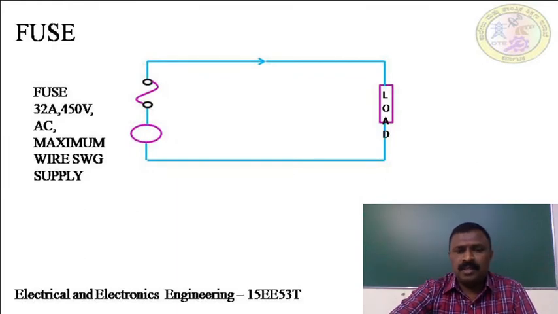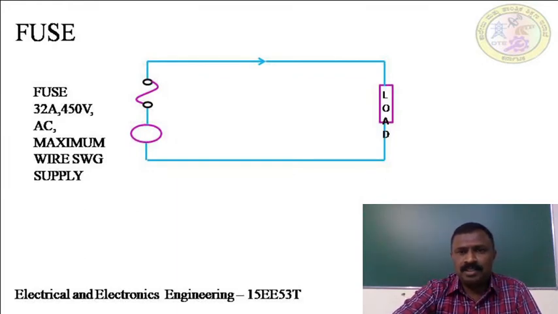So this is the simplest arrangement for electrical circuit. Where we have got a source and you have got a protective element in the form of fuse. It is connected to the conducting material and finally it will be connected to the load. So these are all the different ratings of fuse. Fuse which is having 32 amperes and operating voltage of 450 volts AC supply.